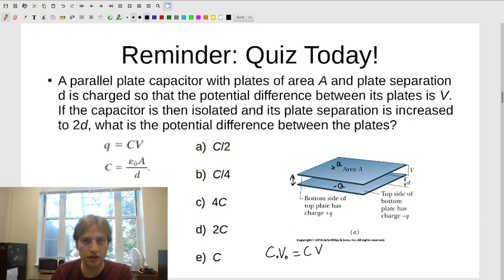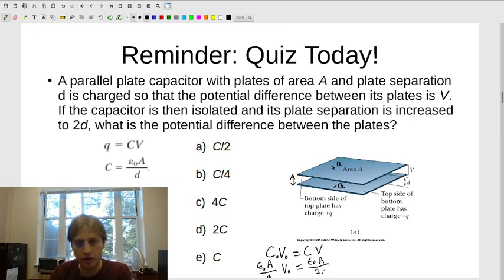So for instance here, if we had epsilon naught A over D times whatever V naught we had, now if our plate separation is increased to 2D, this would be epsilon naught A over 2D times what? Well, I hope you can see that if I put a 2 in the denominator, I need a 2 in the numerator to keep these 2 sides equal. So I'd have to have 2 V naught.